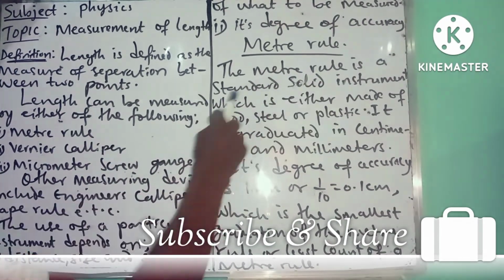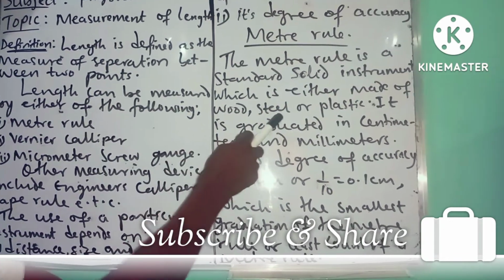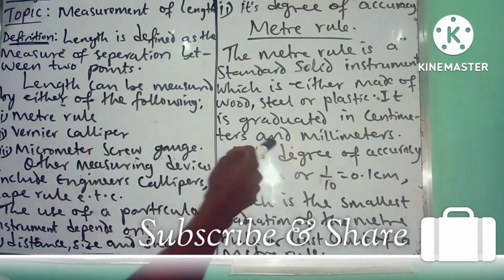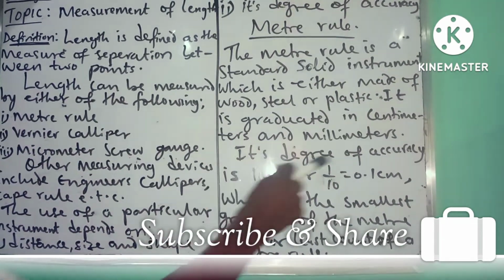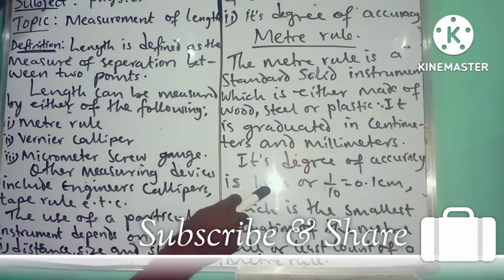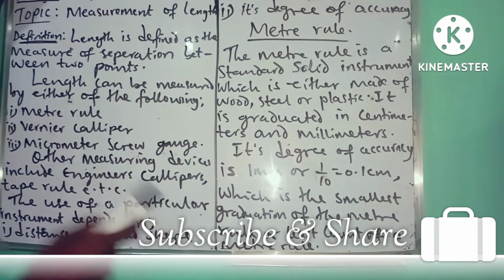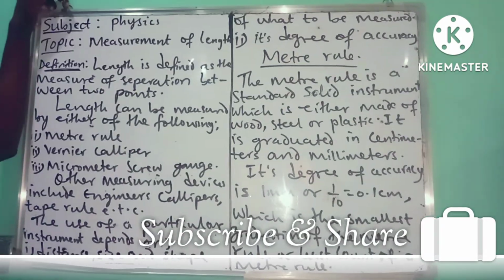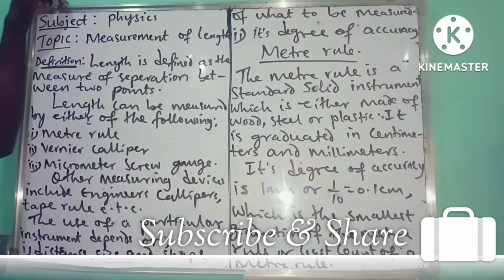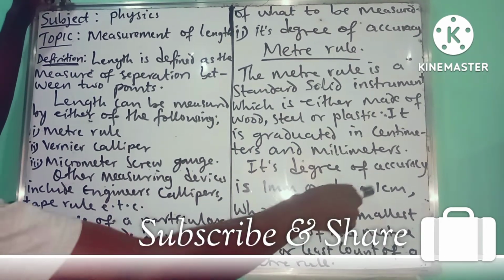The meter rule is a standard solid instrument which is either made of wood, steel, or plastic. It is graduated in centimeters and millimeters. Its degree of accuracy is 1 millimeter, or you can convert it to centimeter, because 1 millimeter is equivalent to 0.1 centimeter, and 1 centimeter is equivalent to 10 millimeter. So you can say 1 over 10 equals this.